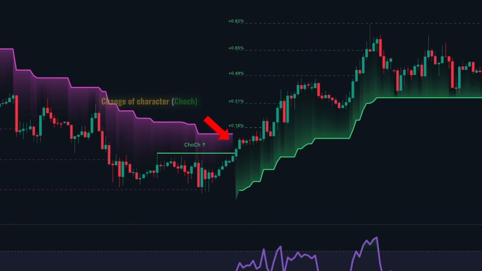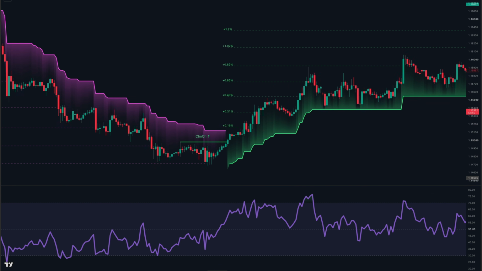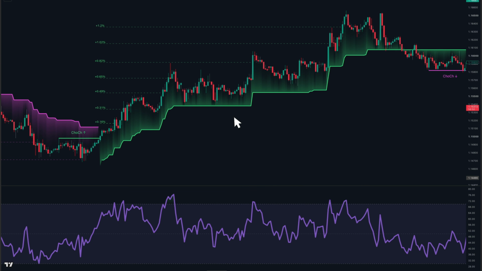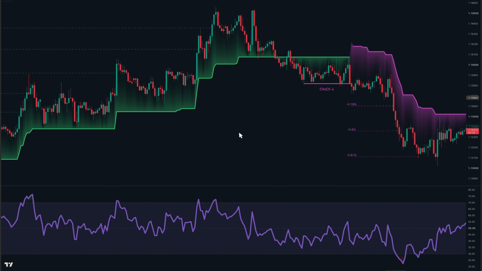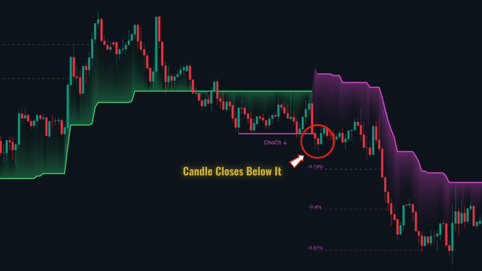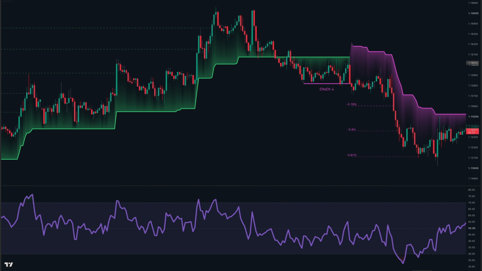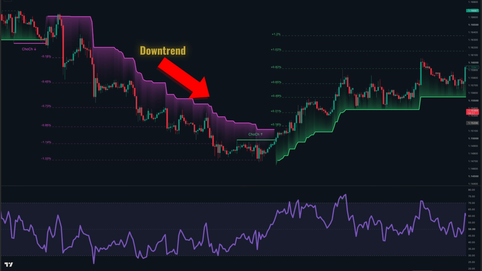And that brings us to the change of character. What does that actually mean? In an uptrend, price makes higher highs and higher lows. And the key is that last higher low, the level buyers are defending. When a candle closes below it, buyers have failed. And that is a change of character. In a downtrend, it is reversed.